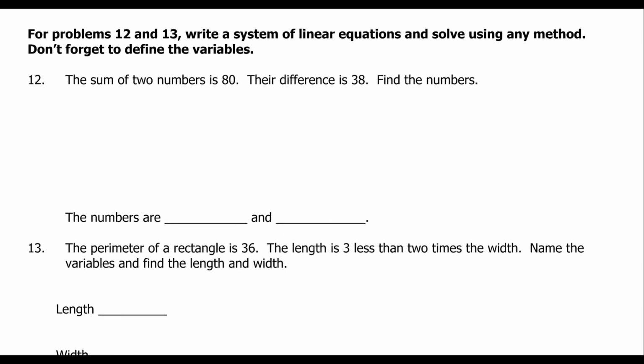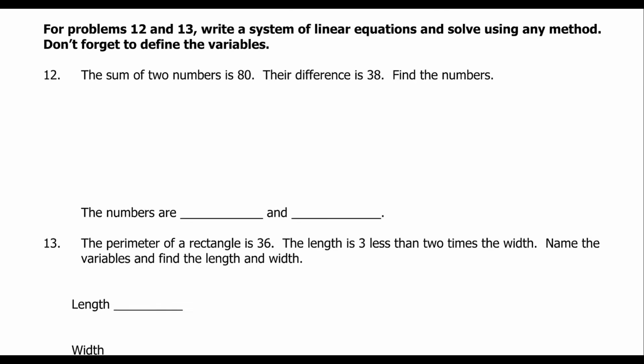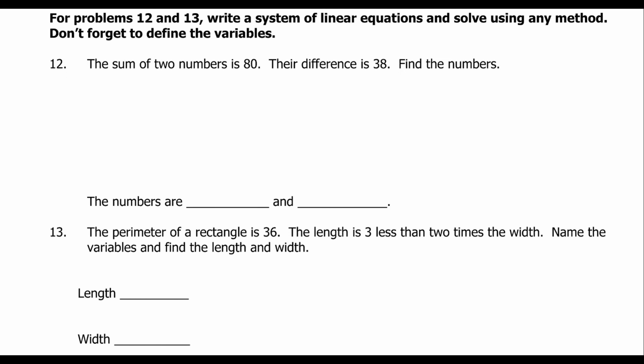All right, so it says for problems 12 and 13, write a system of linear equations and solve using any method. Don't forget to define the variables. Okay, now, due to the fact that I always forget to do this, I try to underline it just to remember. So, number 12 says the sum of two numbers is 80. Their difference is 38. Okay, find the numbers.